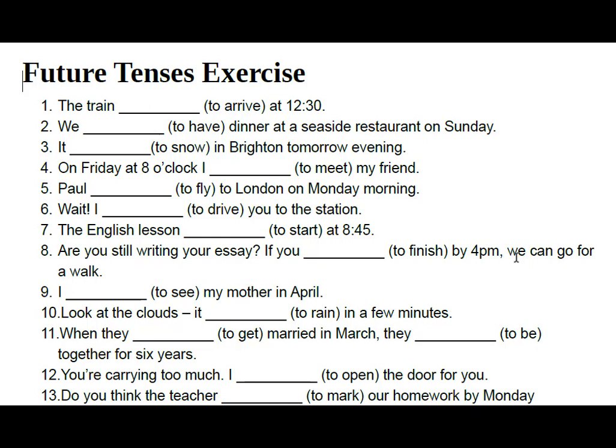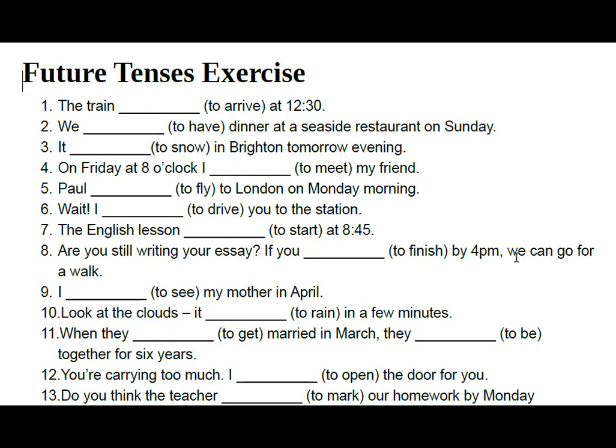Number 1, the train to arrive at 12:30. When we speak about timetables or schedules in the future, we use the present simple. The train leaves at so and so, and in this sentence, the train arrives at 12:30.